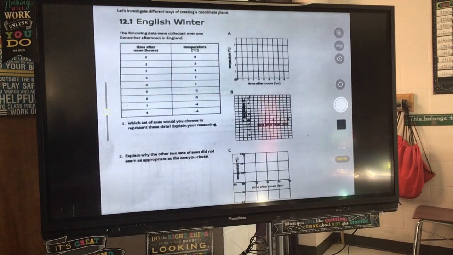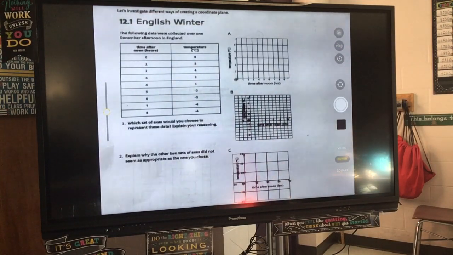Okay, go ahead and have a seat. Alright, so stand up if you picked A as the grid that would work. Okay, stand up if you picked B as a grid that would work. And then stand up if you picked C as a grid that would work.